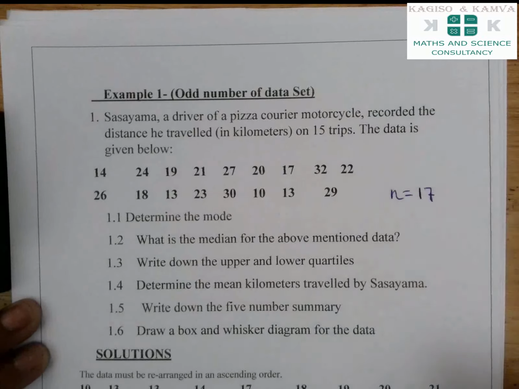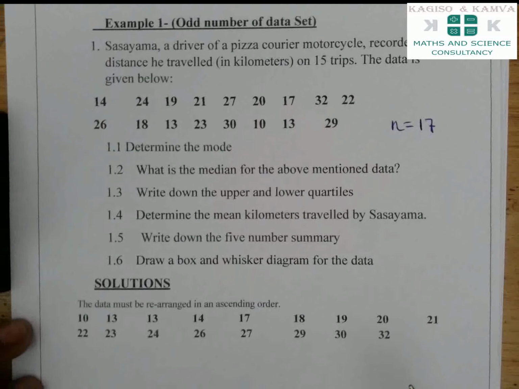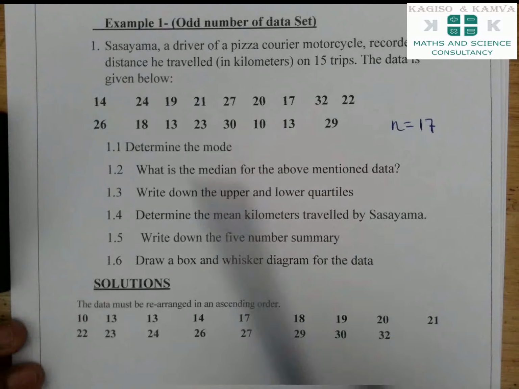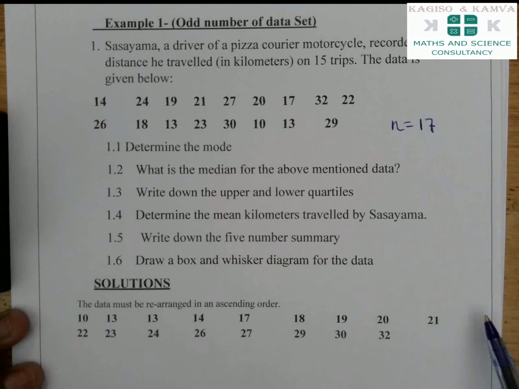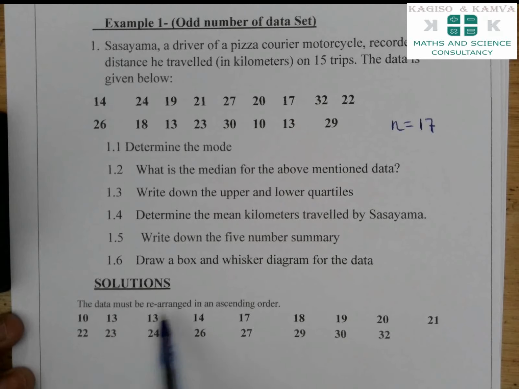Okay, now the first question is: determine the mode. Before we can even attempt to answer this question, we'll have to arrange this data in ascending order. Hence, the data must be rearranged in ascending order. So we're going to have 10, 13, 13, 14, 17, 18, 19, 20, 21, 22, 23, 24, 26, 27, 29, 30, 32.